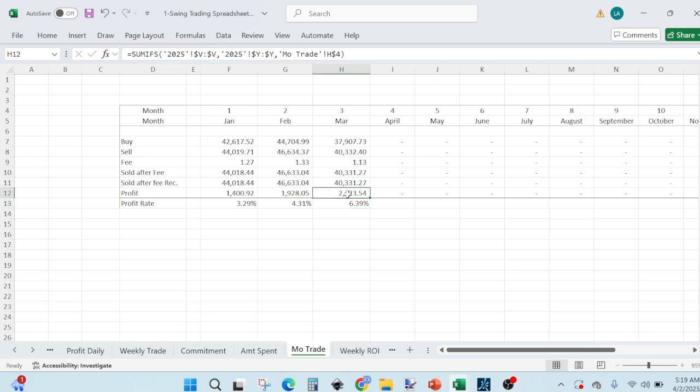Again, in March we made $2,400, but we spent $37,000 to be able to make that $2,400, and that is the main lesson here. Yes, we made $2,400, but we didn't spend $100 to make that. It's not a get rich quick strategy. So we spent quite a bit of money buying stocks and selling them to make that profit.